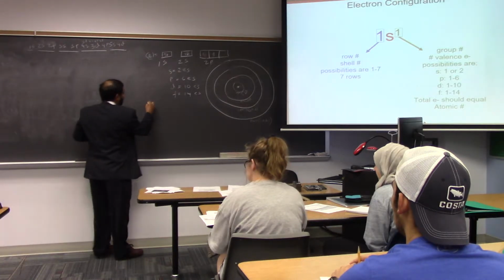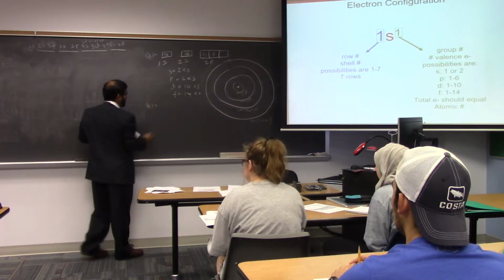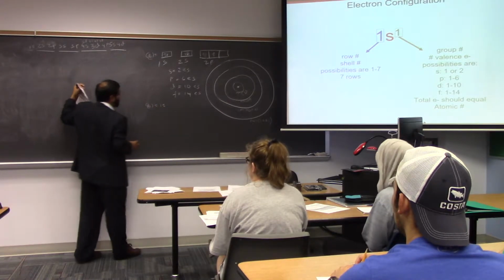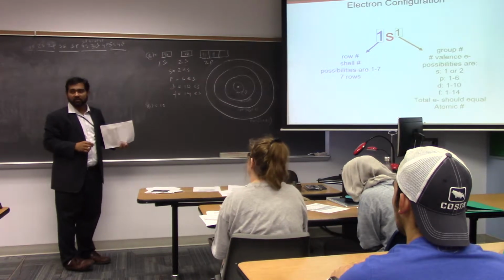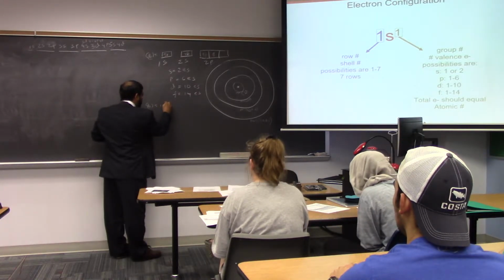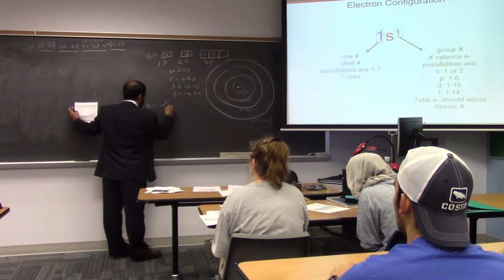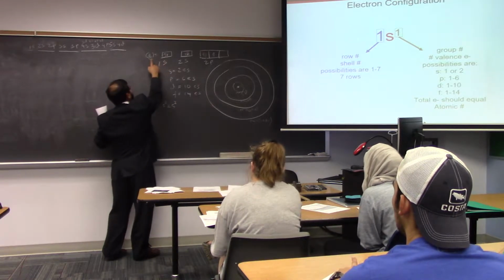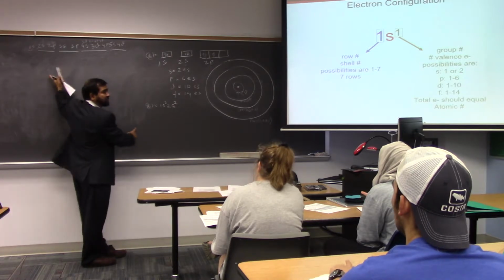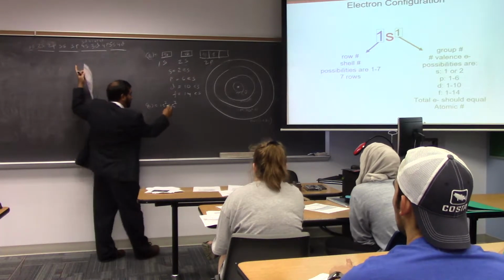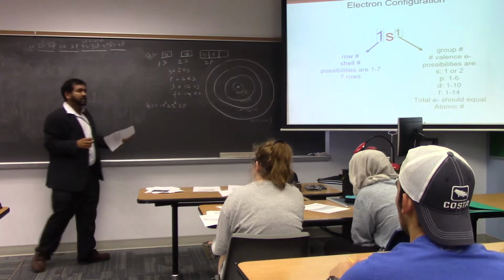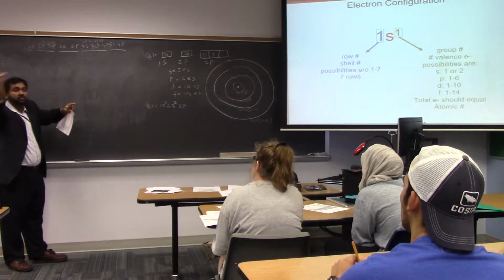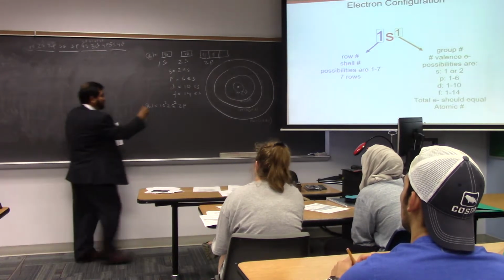So let me write it out. Carbon has 6 electrons. Start writing from here: 1s. How many electrons can S carry? 2. So 1s2. What's the next one? 2s. How many electrons can it carry? 2 as well. How many electrons do I have left? I started with 6, so I have 2 more, then I write 2p. Even though p can hold up to 6, I have only 2 left. So I put 2 in here.